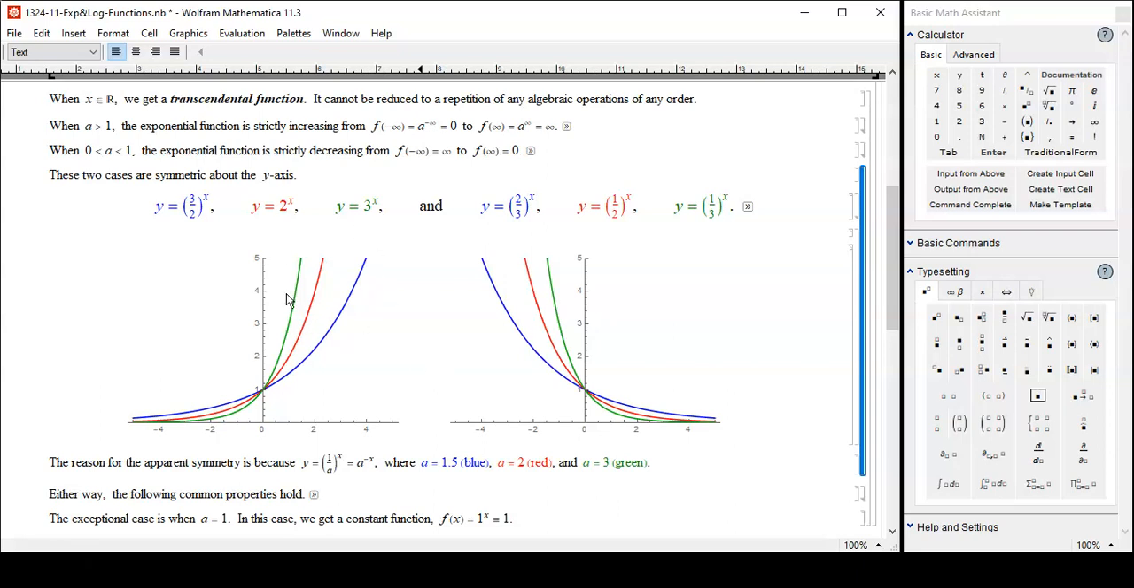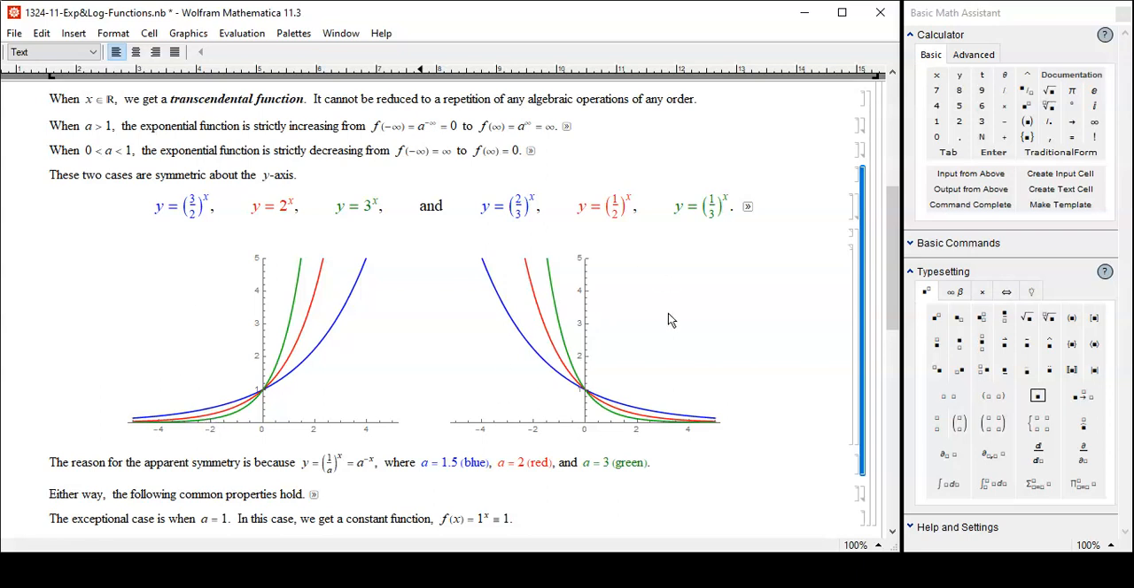When a is greater than 1, as you can see, we have repeated multiplication as I move to the right. So all these things increase. Now repeated multiplication by 3 is much bigger, and then repeated multiplication by 2 is the next, and repeated multiplication by 3/2 is the smallest among those three, so that's reflected on the graph. And then to the left is the other way around, repeated division. So green is the smallest, followed by red and blue.